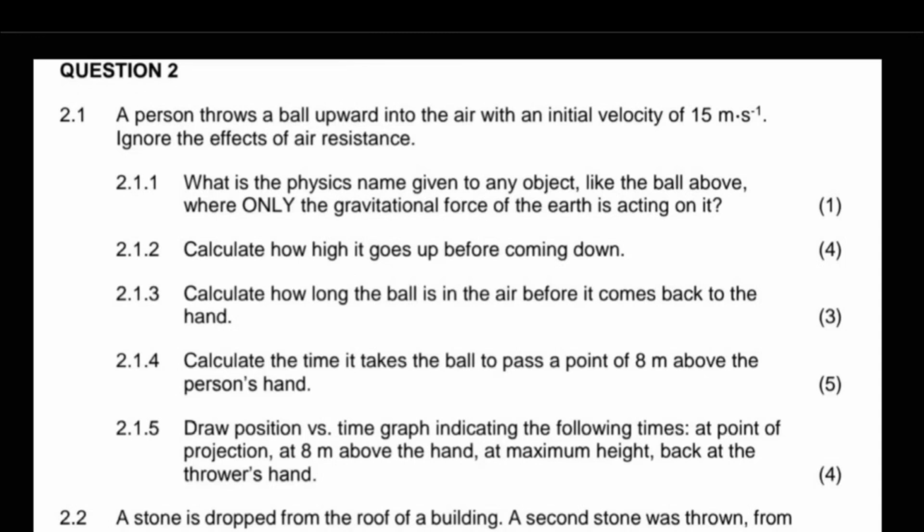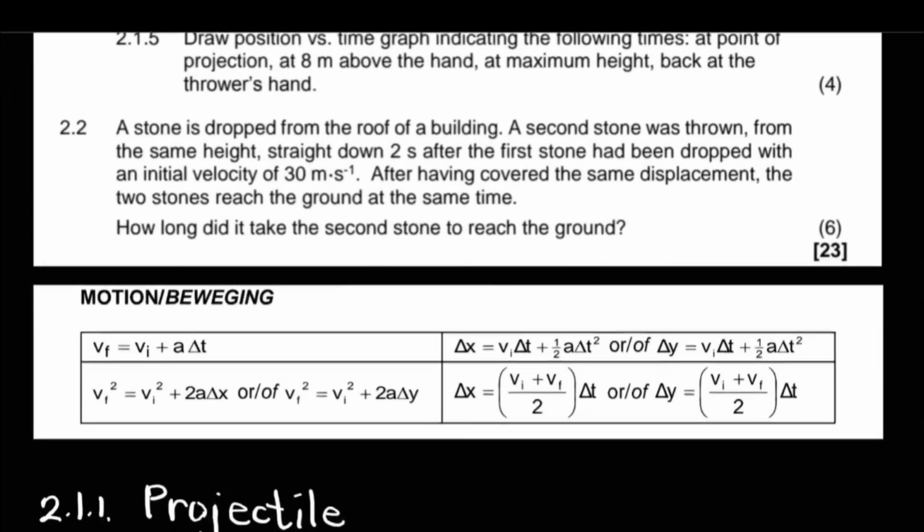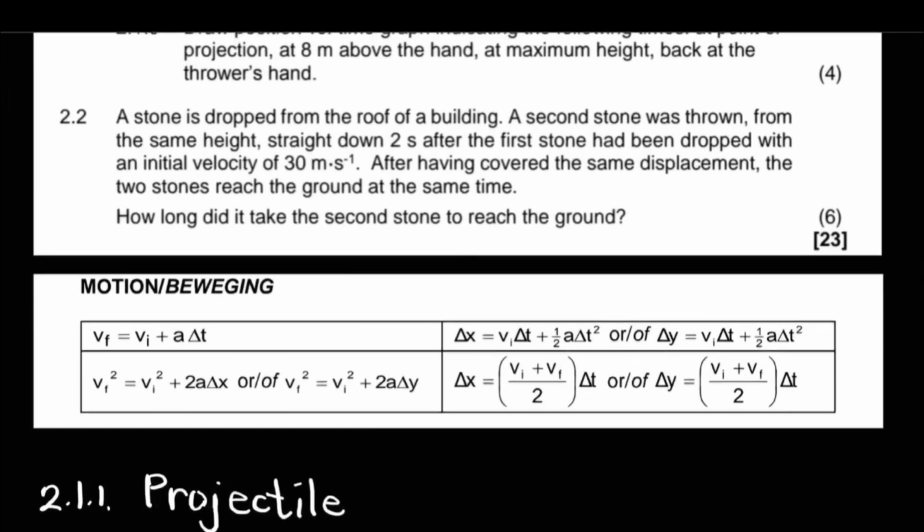2.1.1 says, what is the physics name given to any object like the ball above, where only the gravitational force of the Earth is acting on it? And that is a projectile. A projectile is an object that is in free fall. Free fall is where the only force acting on the object is the force of gravity, so it is only under the influence of gravity. So the answer to 2.1.1 is projectile.